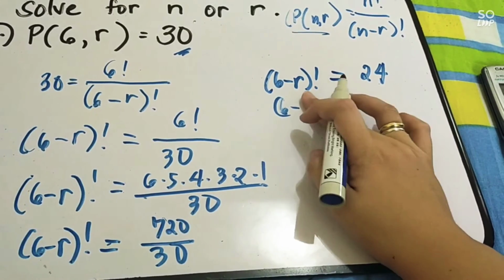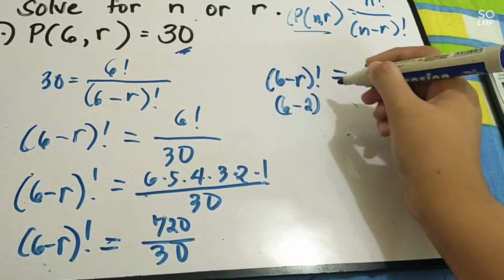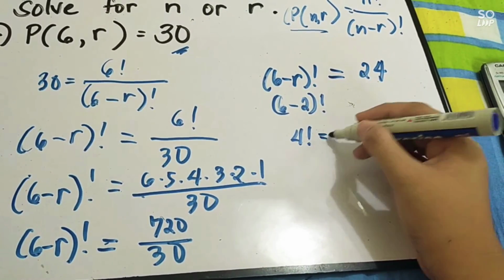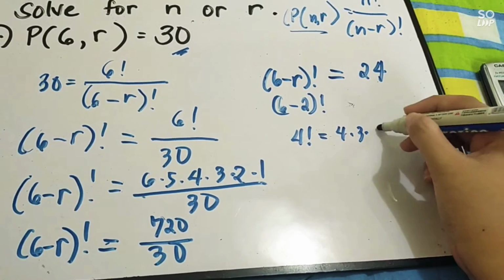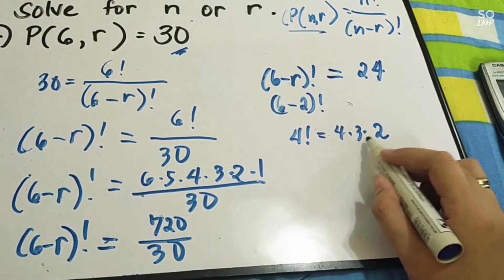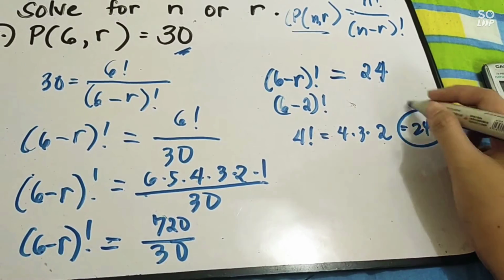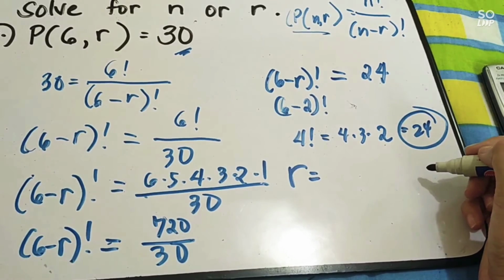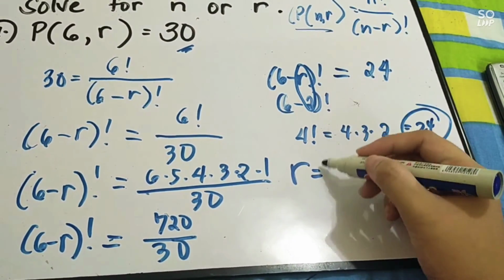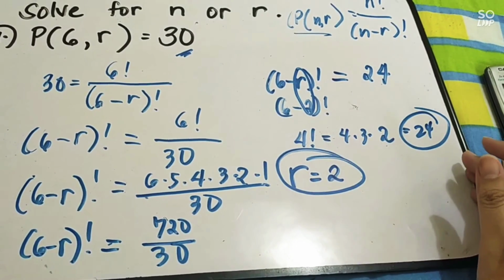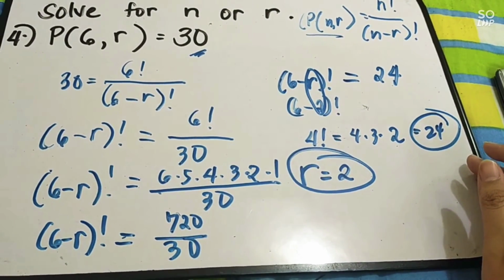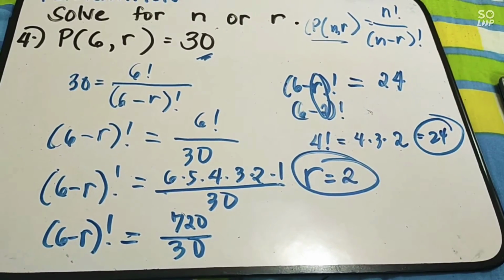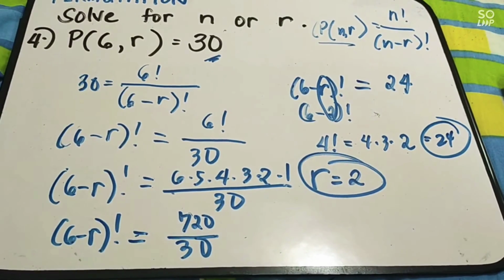Naintindihan? Next tayo, what if 6 minus 2 factorial ang gamitin natin? That is 4 factorial. 4 factorial is 4 times 3 times 2. 4 times 3 is 12 times 2, we have 24. Ayun na. So, therefore, what is your R? Ano R natin na ginawa? This one is your R. We have here 2. Ayan. So, trial and error pa rin po yung gagamitin nyo for us to find your R. Is it clear?